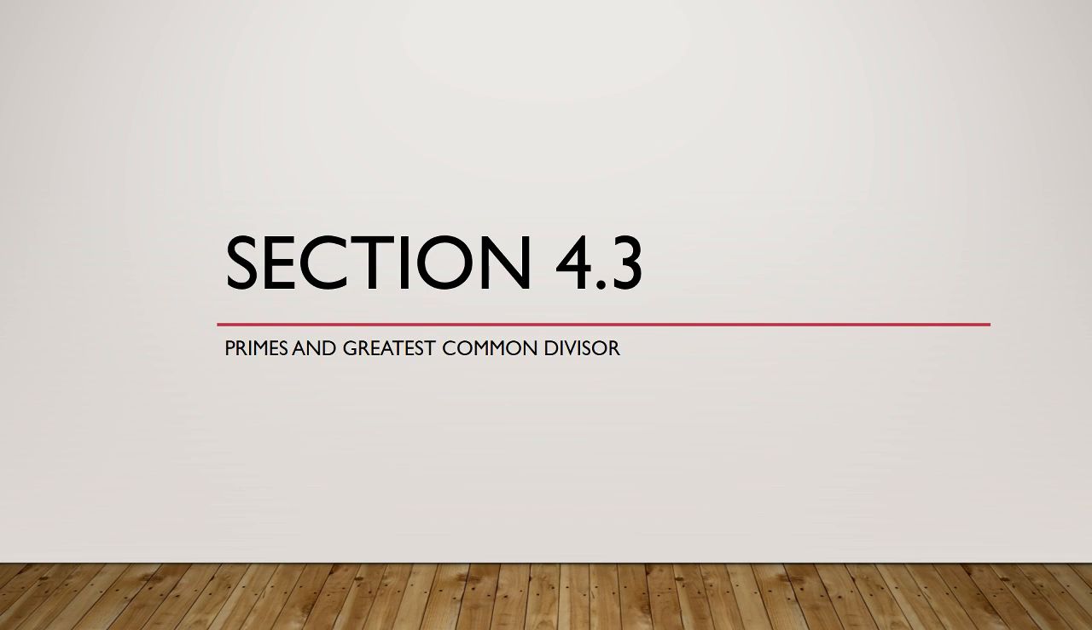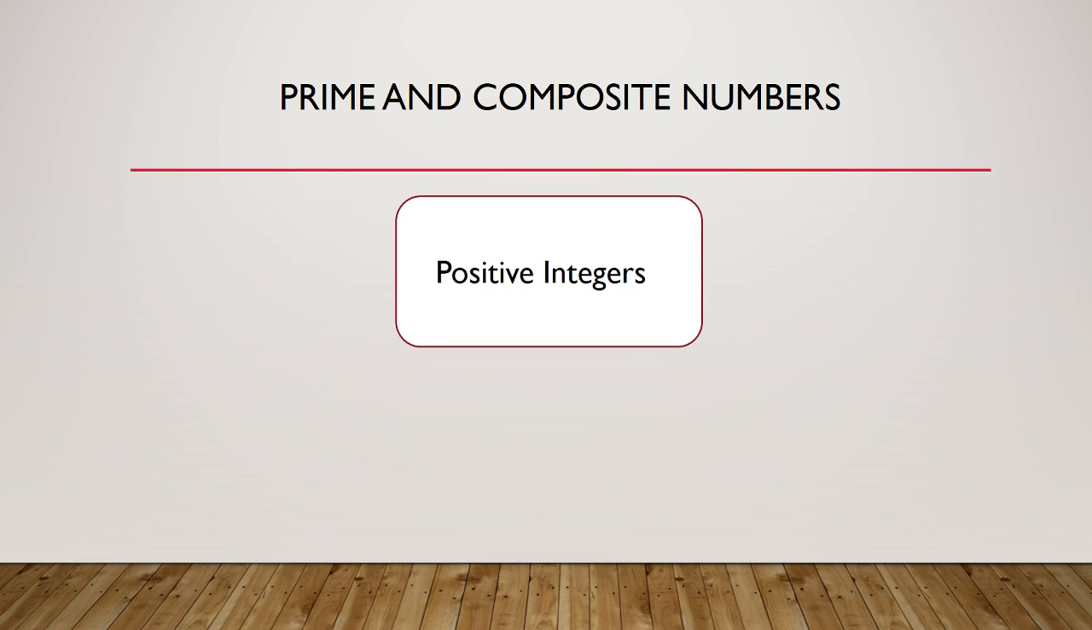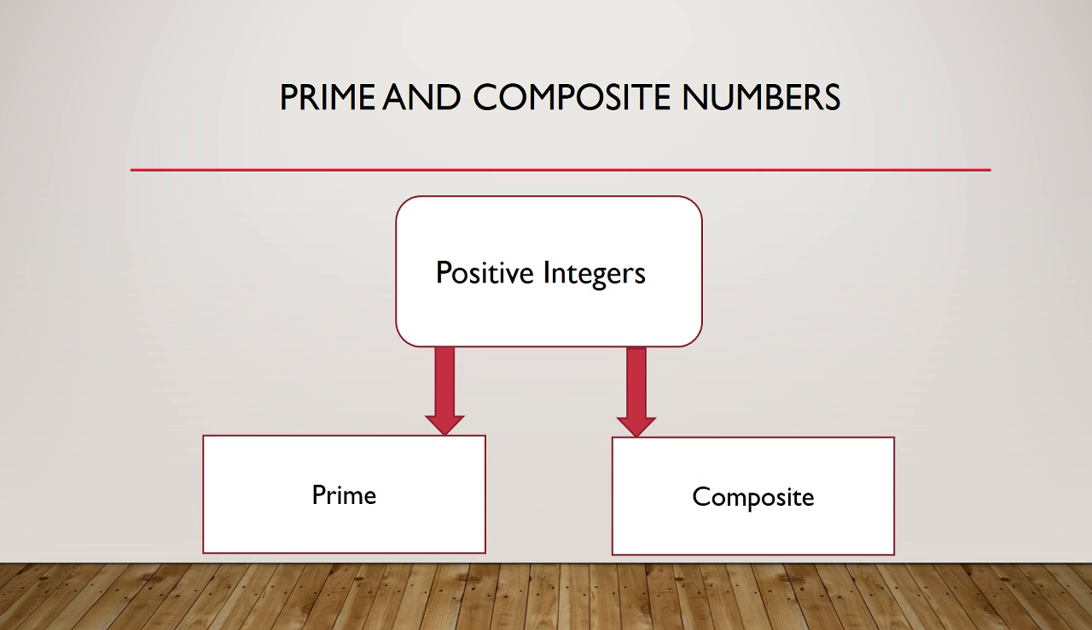Continue to section 4.3, primes and greatest common divisors. These numbers can be broken down into two groups of positive integers. One is prime, which basically means that the number can only be divided by itself and 1. And composite numbers, which means it can be divided by many different numbers. So like 4 can be divided by 4, 2, and 1. 12 is 12, 6, 4, 3, lots of things.